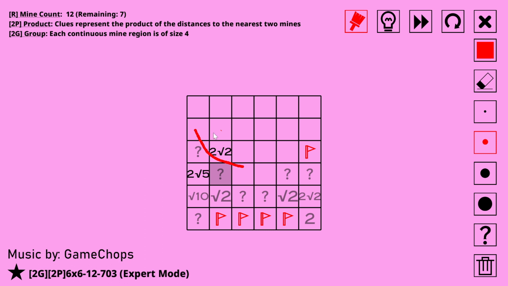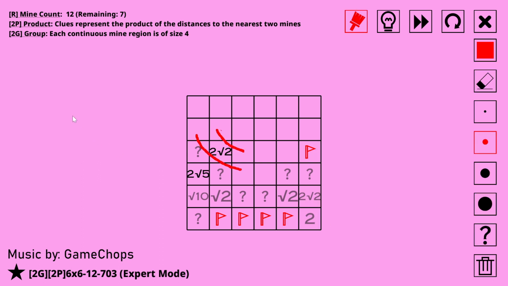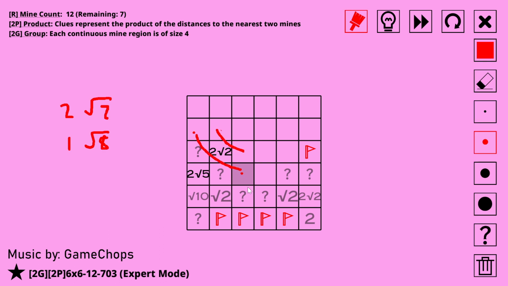How would that work? Would that affect 2 by 2? The 2 root 2, sorry. 2 root 2 is again root 8, which we know is either root 2 times 2 or is 1 times root 8. Now, because we know one of those is a mine, at least.